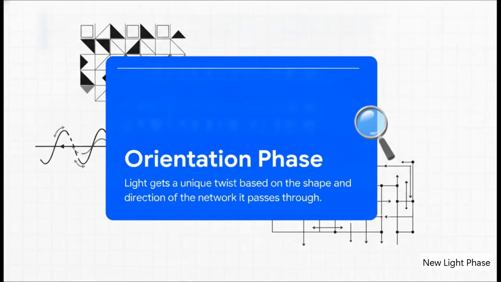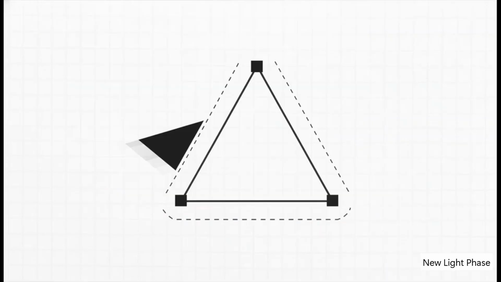Now, you might be wondering, what exactly does orientation-conditioned relative phase actually mean? Let's drop the jargon. It simply means that light gets a unique twist, a change in its phase, based entirely on the shape and the direction of the physical network it's passing through. Again, it's not about what the network is made of, like glass or fiber optics, but how it's structured and oriented in space. To really grasp this without getting bogged down in heavy math, just think about a 3-way traffic intersection.